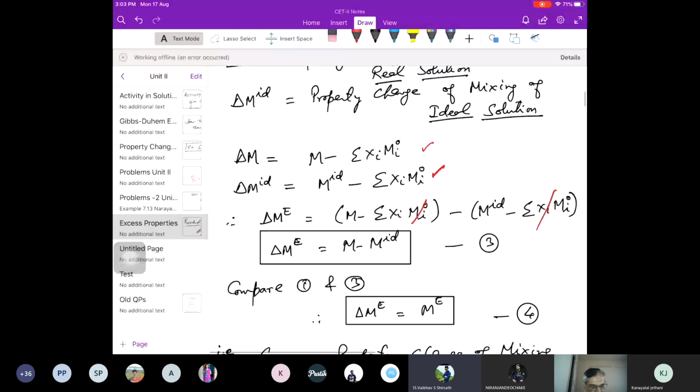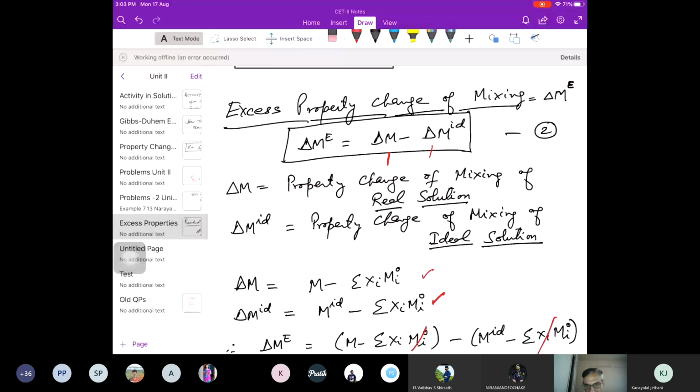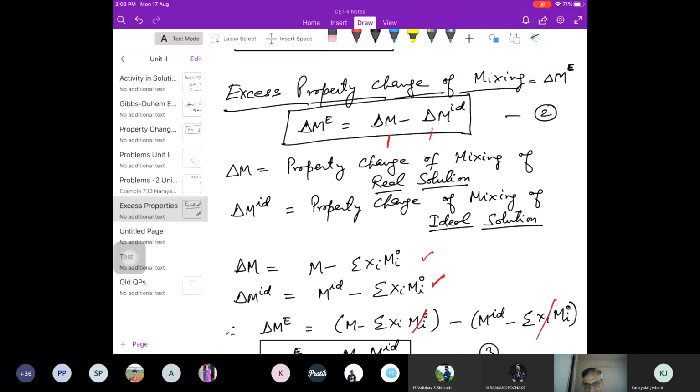प्रॉपर्टी चेंज ऑफ एक्सेस, प्रॉपर्टी चेंज ऑफ मिक्सिंग, मिक्स टू सॉल्यूशंस, तो क्या होता है प्रॉपर्टी चेंज ऑफ मिक्सिंग? हमने देखा लास्ट टाइम। For ideal solutions there is no volume change on mixing, right? If I mix two ideal pure fluids and make a solution, there is no volume change on mixing for ideal solutions, right? Non ideal में क्या होता है हमने define किया था बाद में, right? For volume, for enthalpy, for free energy, for entropy, सब किया था हमने.